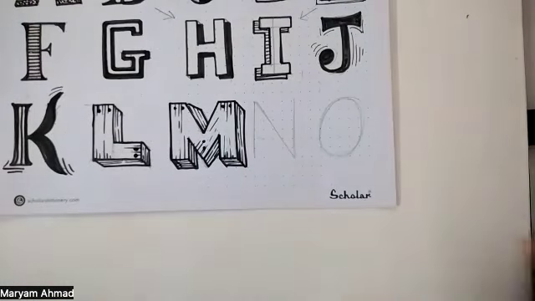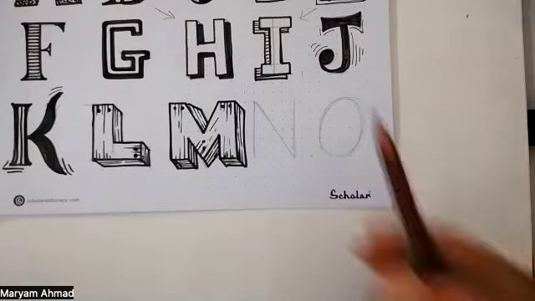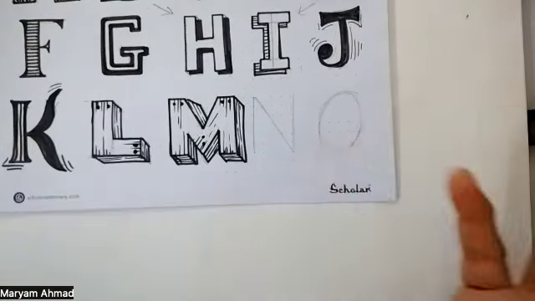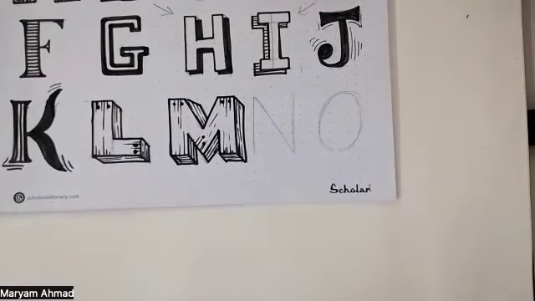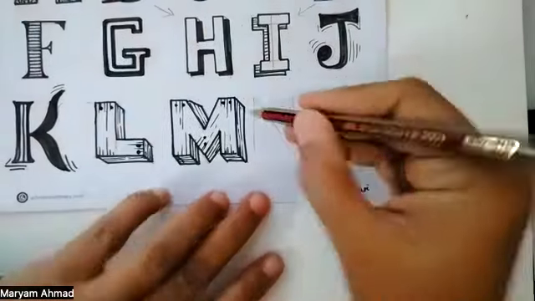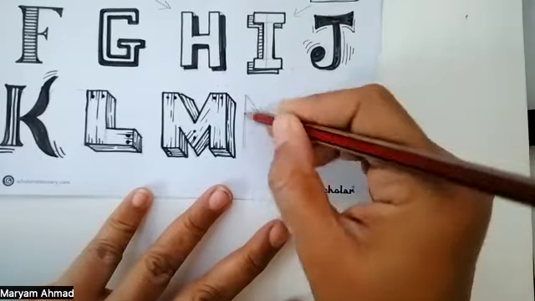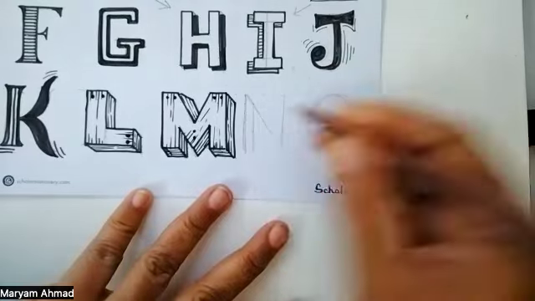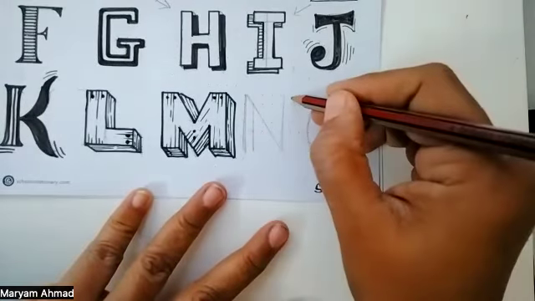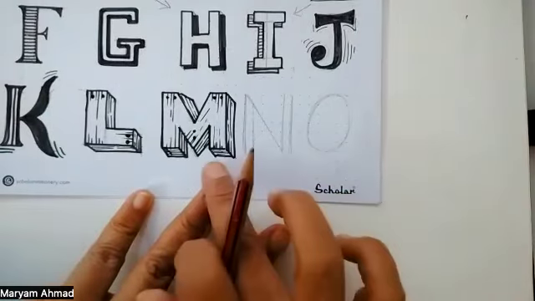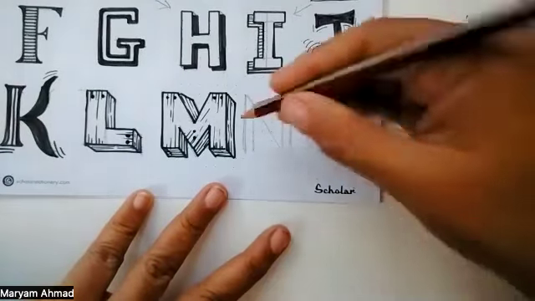So we've done till M. Let's come to our N. Now here I'll make it slightly more different again, but not too different. So this is your N. You're going to make the N this thick, not very, very thick, but not as thick as this, but thick.